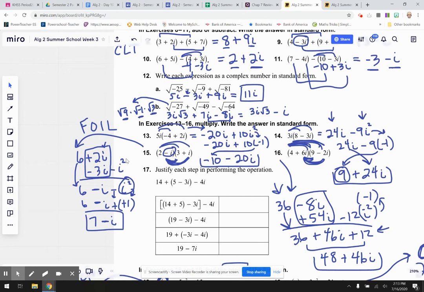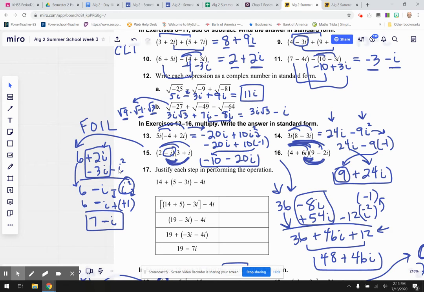And then we also practiced our FOIL. First terms, outside terms, inside terms, last terms. First terms would be 2 times 3 is 6. Outside terms, 2 times i. Inside terms, 3 times -i would be -3i. And then last terms, -i times +i would be -i squared.